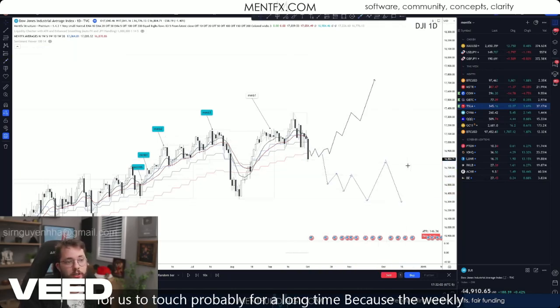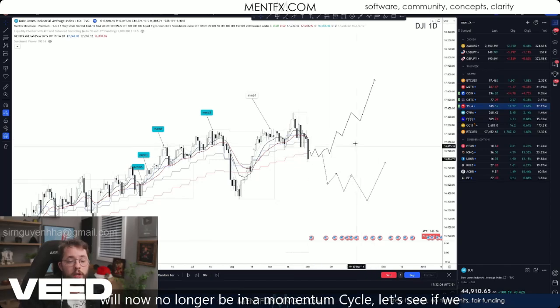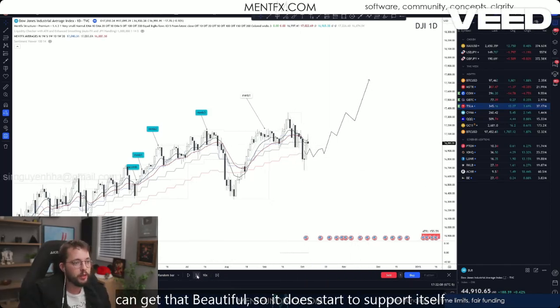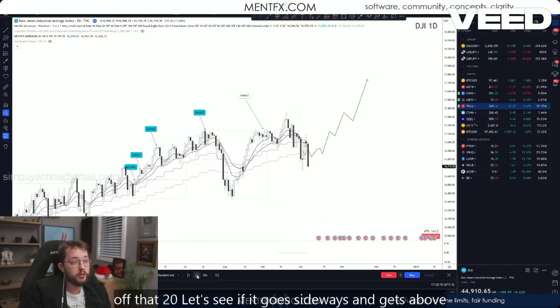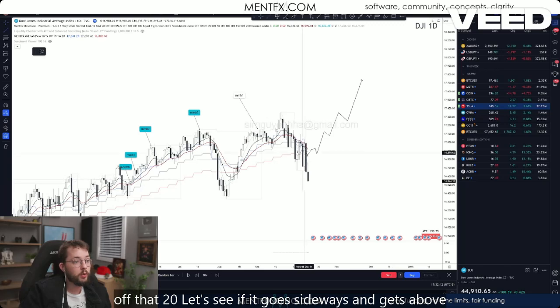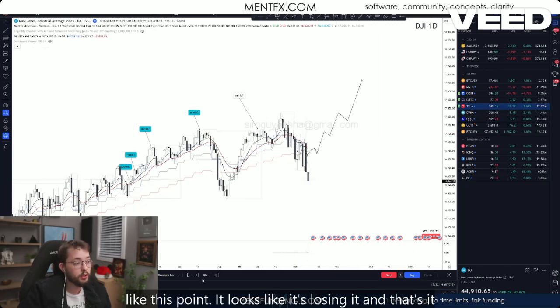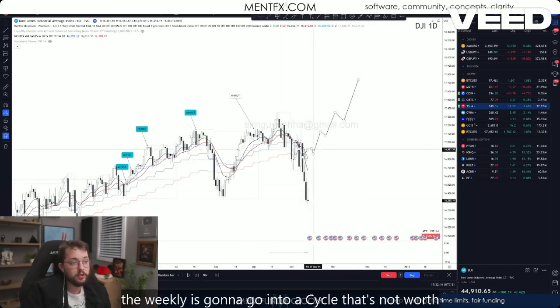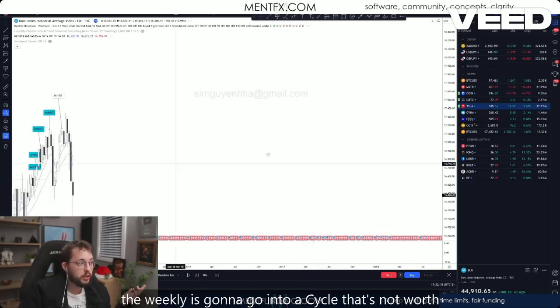And there's nothing for us to touch probably for a long time, because the weekly will now no longer be in a momentum cycle. Let's see if we can get that. Beautiful. So it does start to support itself off that 20. Let's see if it goes sideways and gets above like this point. It looks like it's losing it, and that's it. The weekly is going to go into a cycle that's not worth touching.